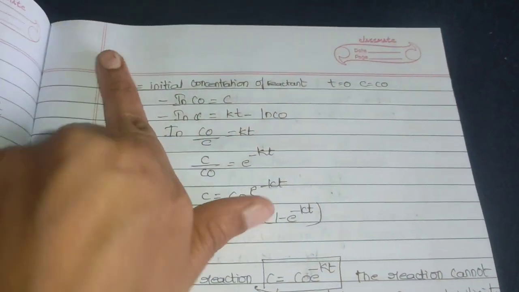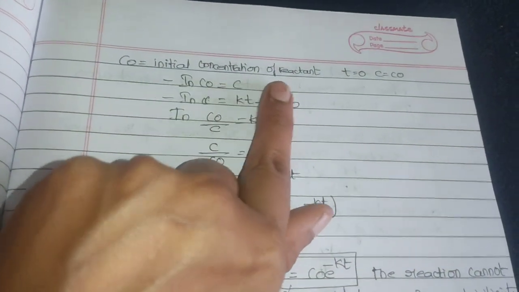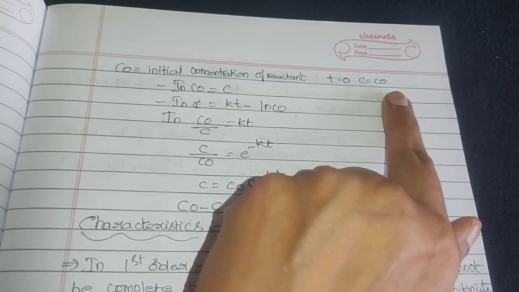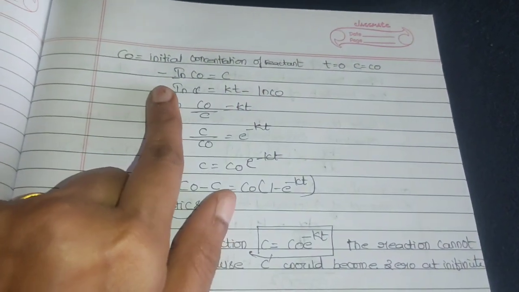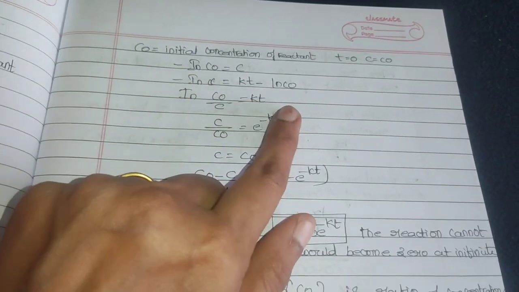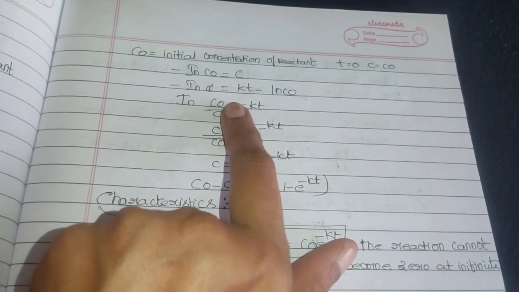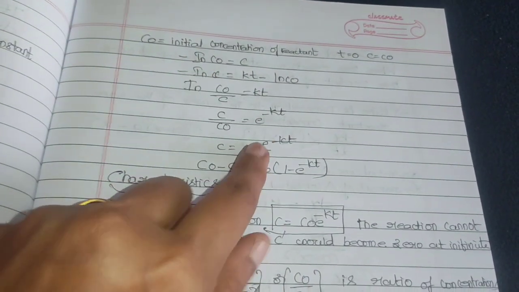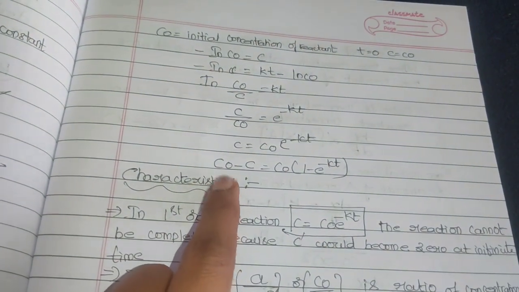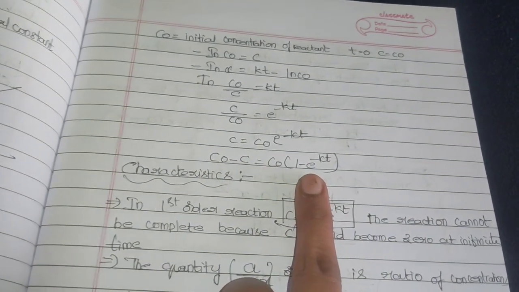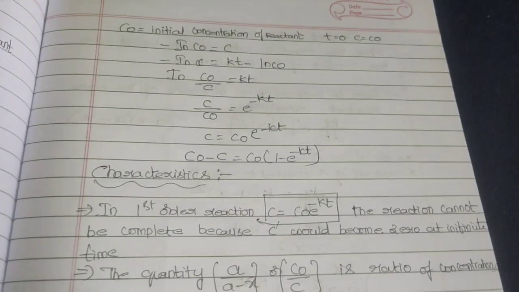After that, C0 is the initial concentration of the reactant when t is equal to 0, and C is equal to C0. Then ln C0 by C is equal to Kt. Reversing this, we get e to the power of minus Kt, so C is equal to C0 into e to the power of minus Kt. Like this, we discussed the first order reaction.